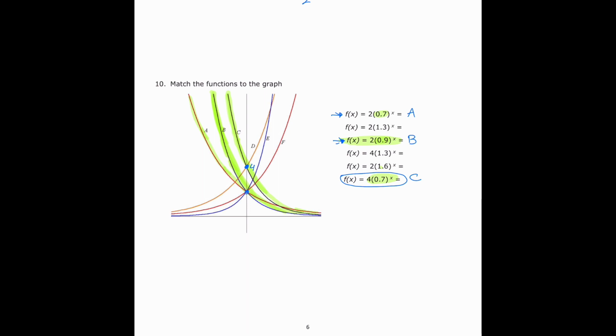Now, similar approach, I will look at the growth functions. So these are the growth functions, and I can immediately tell that D, which has the biggest y-intercept, is this one, because that is 4, and the other two are 2's. Now, to distinguish between this function and that function, we're going to compare the base. The base here is bigger, which means it is the closer function to the y-axis, which means it's E, and the remaining one is F.